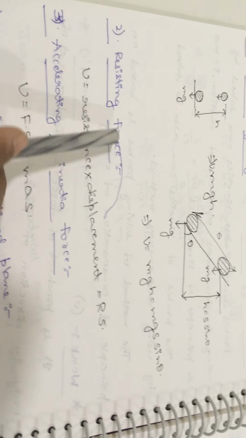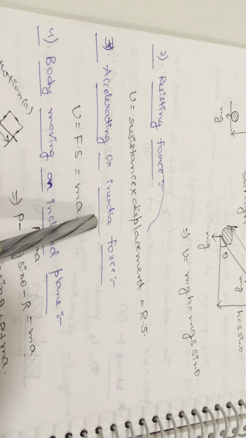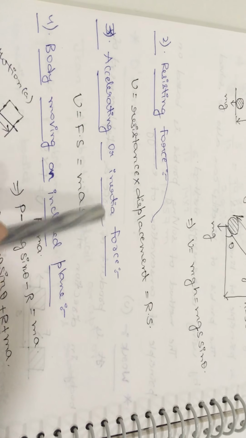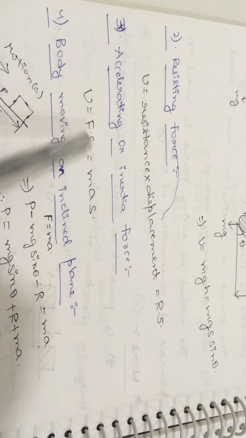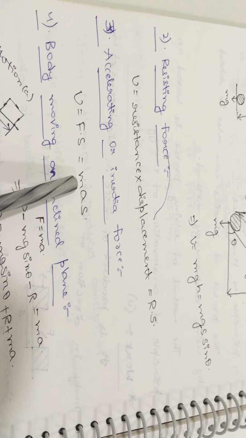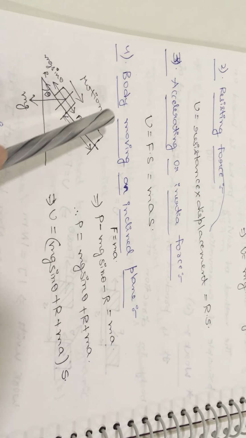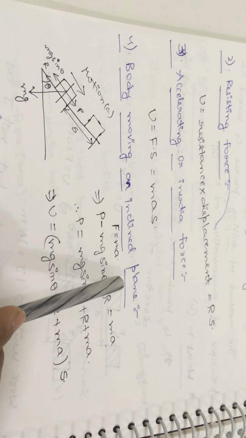if you get a resisting force in any problem. Now coming to the accelerating or inertia force. So here the force is nothing but inertia force, that is nothing but ma. So in place of the F you will get mass into acceleration. Last, coming to the body which is acting on an inclined plane.